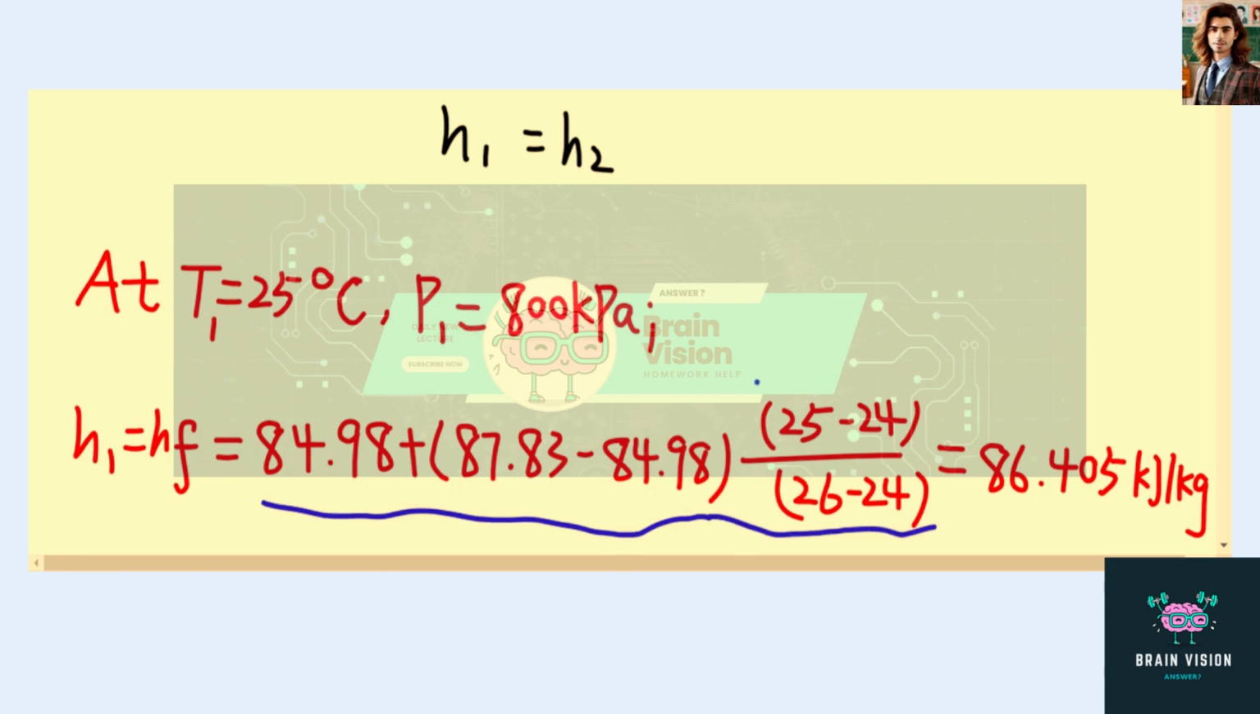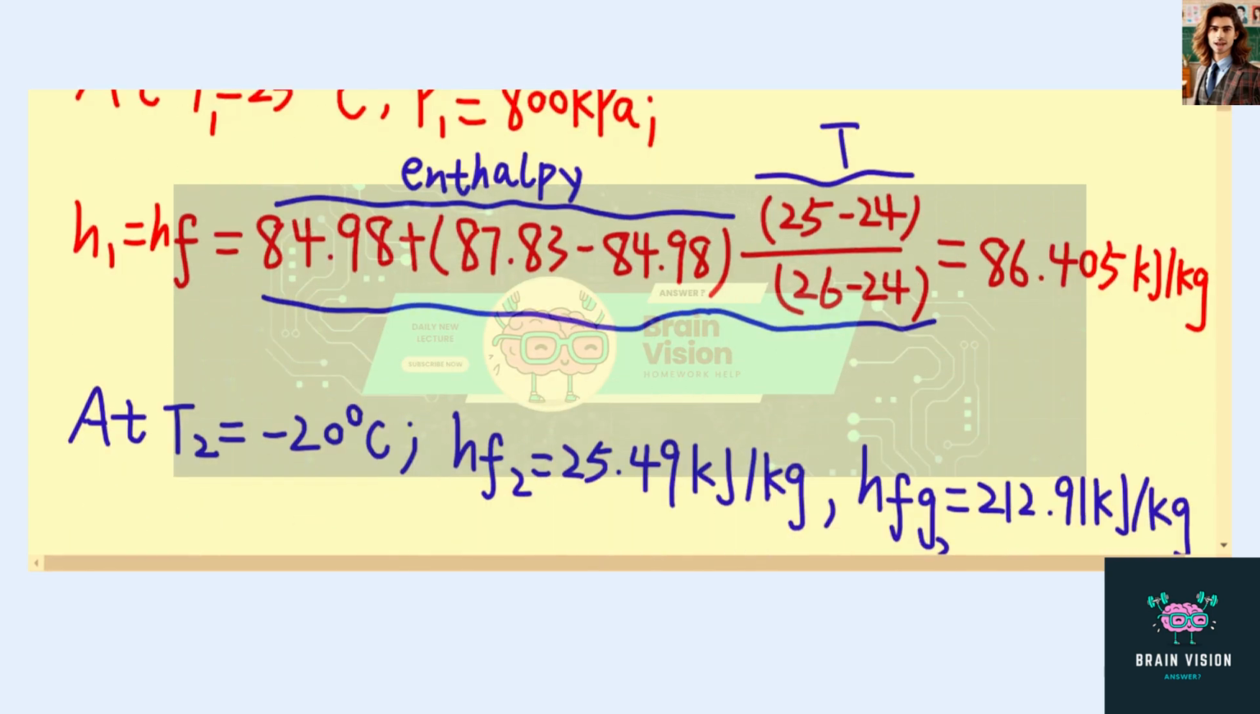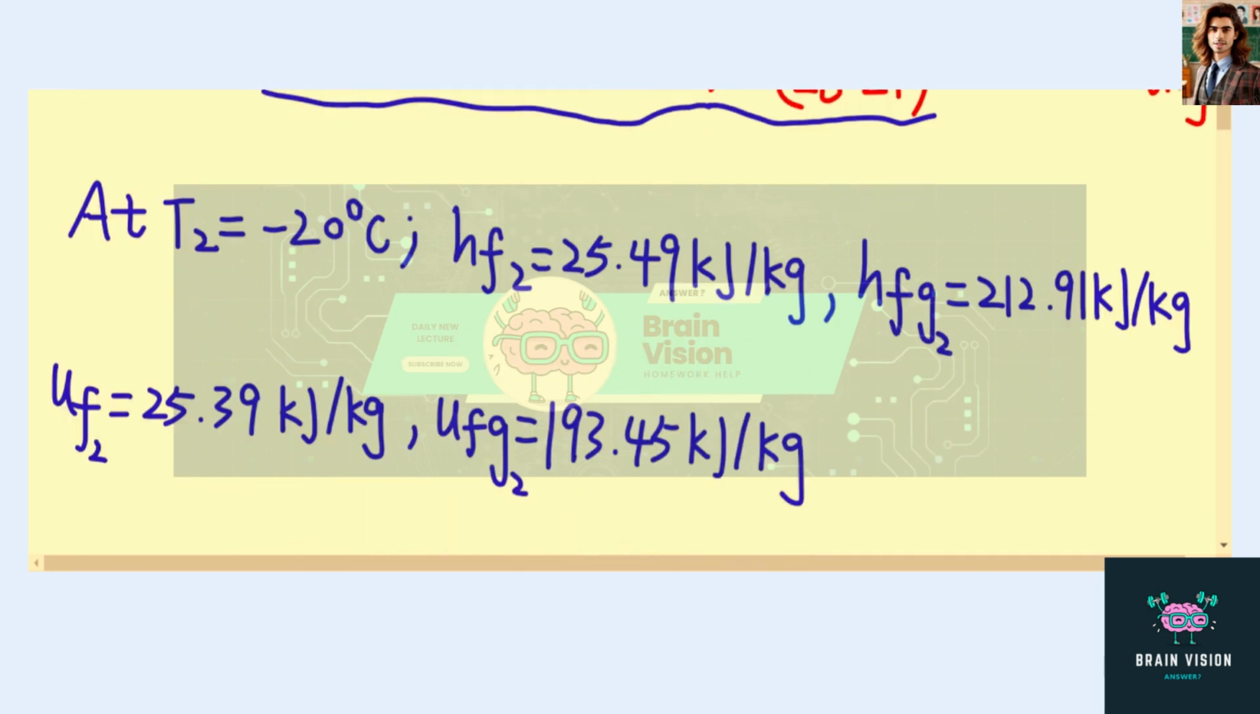This part is the temperature, and this part is the enthalpy part. So eventually we'll have the enthalpy for this case is equal to 86.405 kilojoule per kilogram. And then at temperature equal to negative 20 degrees Celsius, we'll have the enthalpy of formation hf equal to 25.49 kilojoule per kilogram. And the specific enthalpy of vaporization hfg is equal to 212.91 kilojoule per kilogram.